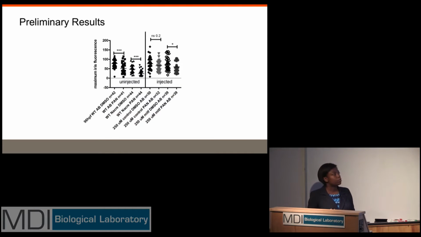So preliminary results from this experiment showed that we are able to downregulate this Mitf gene, and this downregulation causes the AB fish to be more susceptible to the treatment of PAN as compared to our control morpholino injected fish. And with this, we were able to perform qPCR.